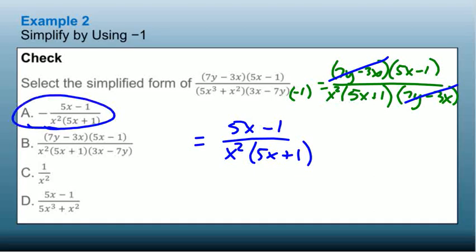Yeah, choice A. Because remember, there is a negative out here. I took out a negative, so I have to put that negative back in there. So we would have a negative in front of all that. So that's why it would be choice A.